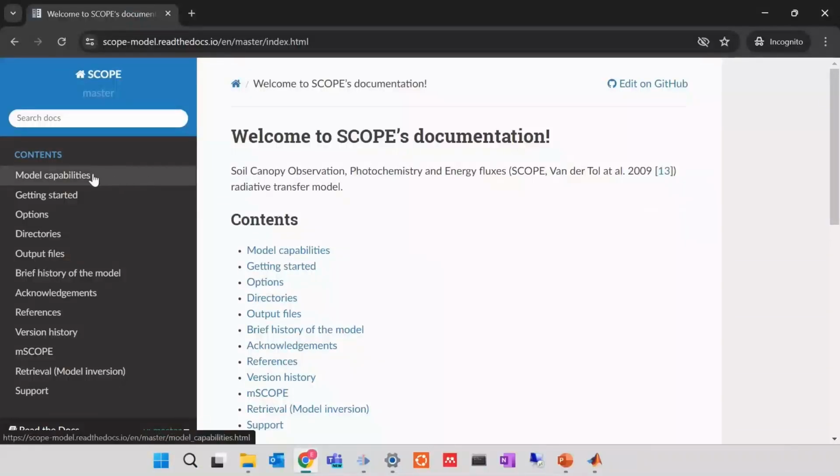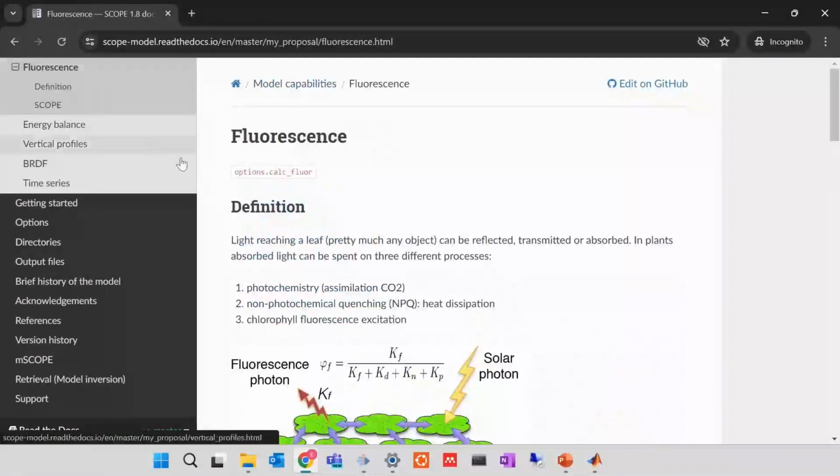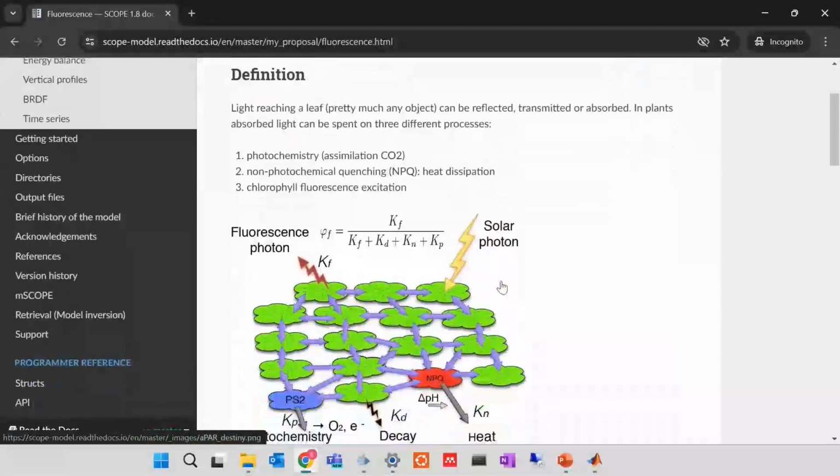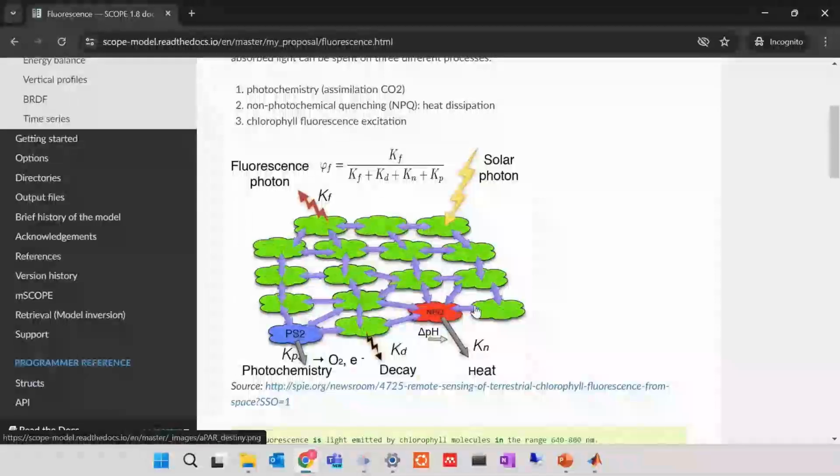In the documentation, this application is listed under model capabilities, fluorescence. There are two very important caveats. One is that we are talking about the signal, the light that is emitted inside the plant leaf by some of the photosystems. This is typically measured with the help of another technique, active fluorescence, with the help of PAM, pulse amplitude modulation. But in the SCOPE model, we are talking about passive solar-induced fluorescence.